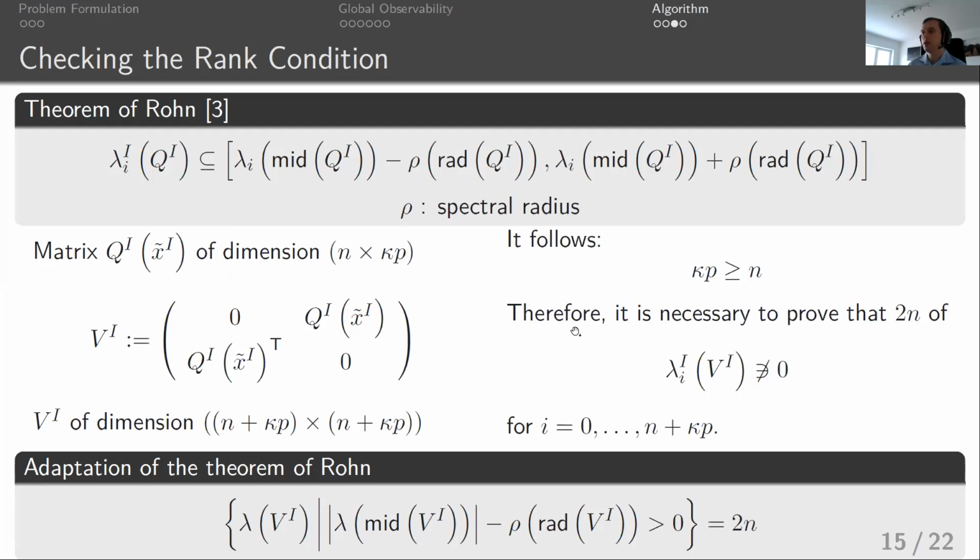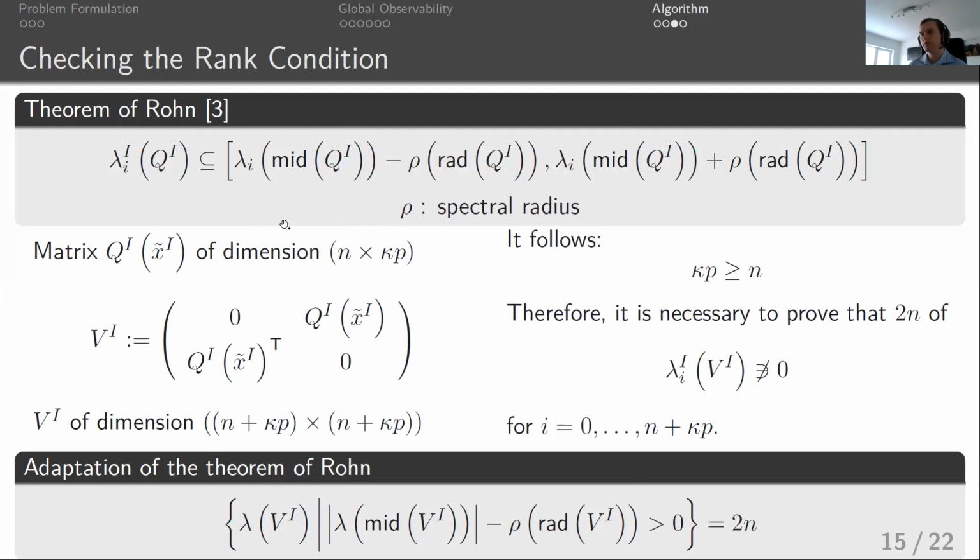And since it follows that kappa p is always bigger than n, because we choose kappa to be bigger than n, it is therefore necessary to prove that 2n of these eigenvalues do not contain 0. So we can adjust the theorem of Rohn for our purposes in a way that if the number of eigenvalues that do not contain 0 is equal to n, then we can show that our matrix Q is full rank, and therefore the interval is locally observable, and previously we already showed that it is distinguishable on a global scale.